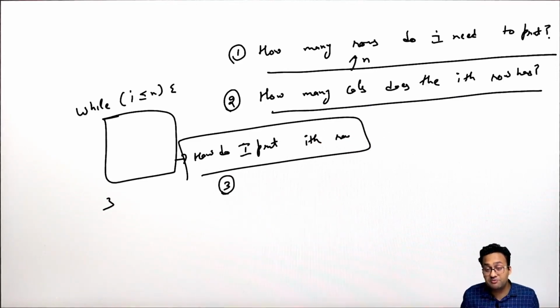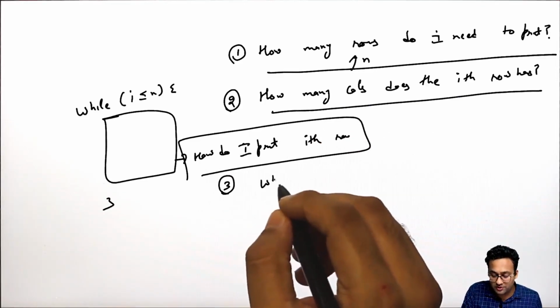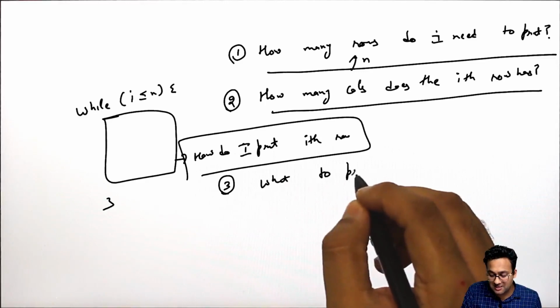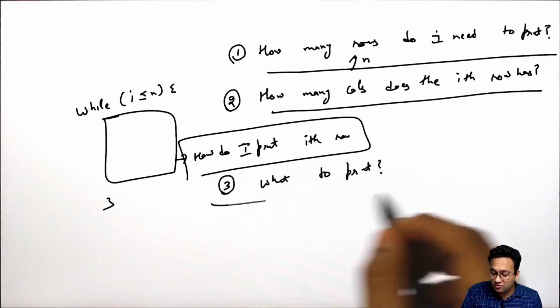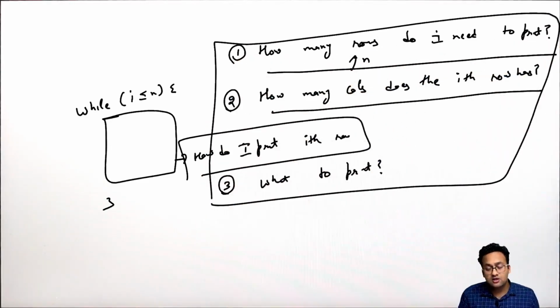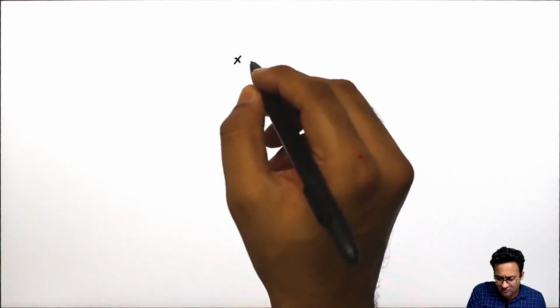Now the third thing will be what to print. That's the third thing you will have to figure out, right? That's the third problem that you will have to solve. As soon as you know the answer to all these three, your problem will be more or less sorted for you. Okay? So let's say I want to print this pattern.